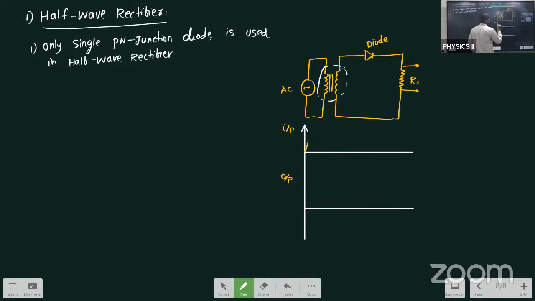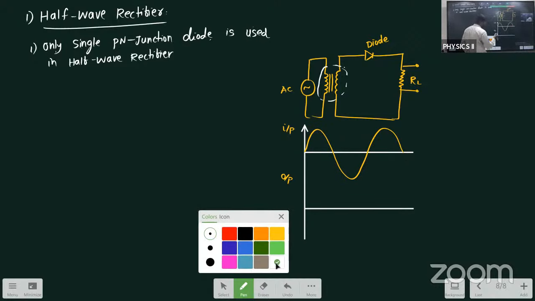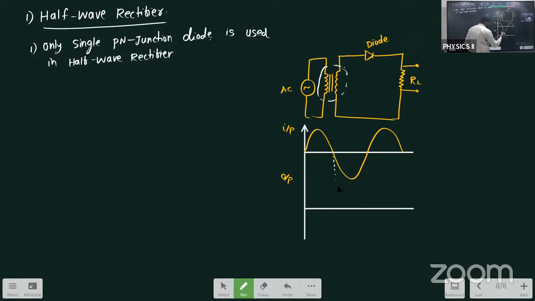Assume that the input voltage is going something like this. Now let us see what will be the output. Output कैसा आता देखेंगे हम लोग यहाँ पे. See here carefully. This is called as positive cycle, this is called as negative cycle.